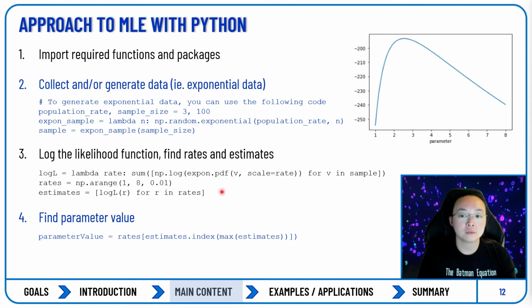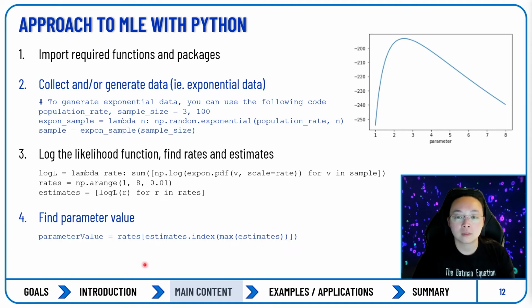Based off of this, we can then determine what the best rate is to model our given data set or our generated data set. So from this estimates, we get an estimate of all of these R values for our exponential function. In order to find the best fit R value, we can use parameter value, which is just a variable name, rates, and then estimates.index to go through all of the different values in estimates, and then use the max function to calculate the maximum value for all of our estimates.